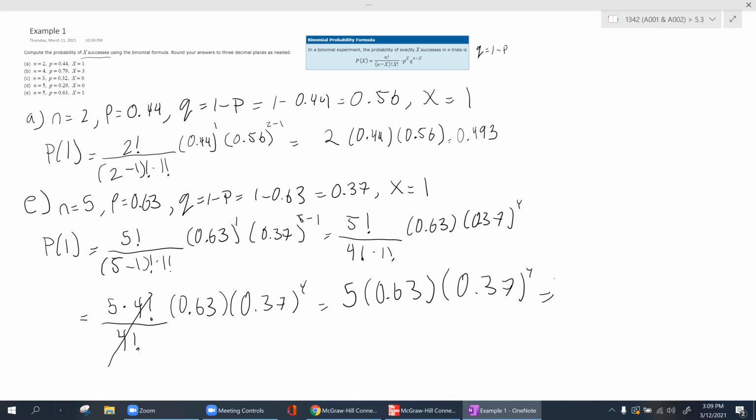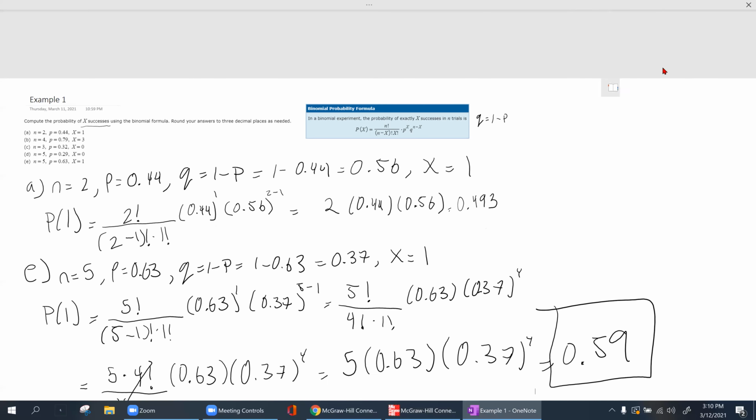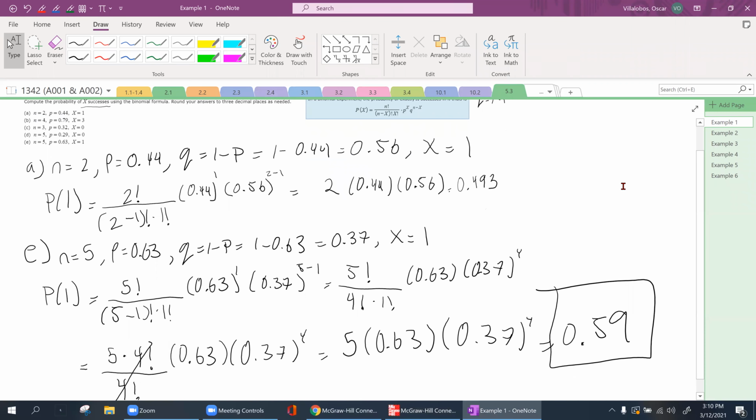All right, so let's go ahead and compute the probability of success, which is 5 times 0.63 times 0.37 raised to the 4th power. To 3 decimal places, I get 0.59 as my final answer. So this is some of the computational examples that we would stumble across for the homework and for our exam. Let's go ahead and jump to example number 2.